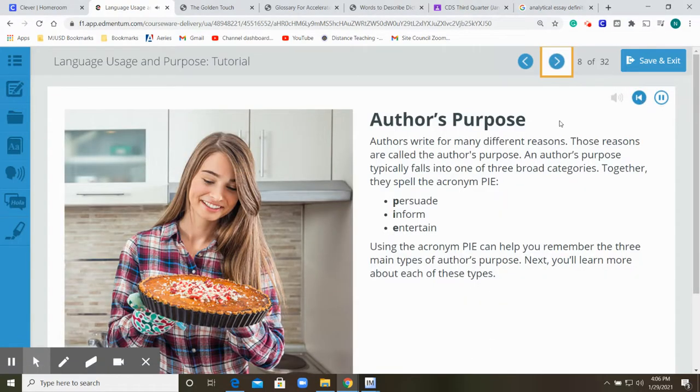Author's purpose. Authors write for many different reasons. Those reasons are called the author's purpose. An author's purpose typically falls into one of three broad categories. Together they spell the acronym PIE. Persuade, inform, entertain. Using the acronym PIE can help you remember the three main types of author's purpose. Next, you'll learn more about each of these types.